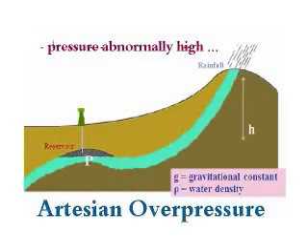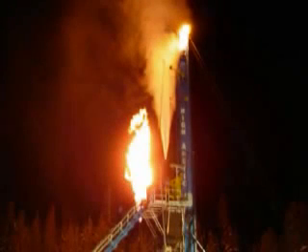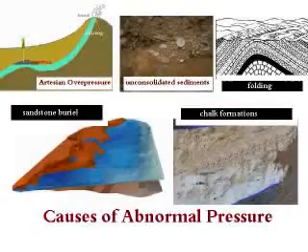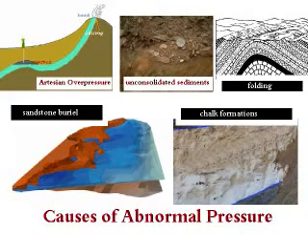The higher h is, the more it is going to push on the oil. This can be very dangerous when you drill into an area of abnormal pressure because it can explode out. This is a good example of artesian overpressure.